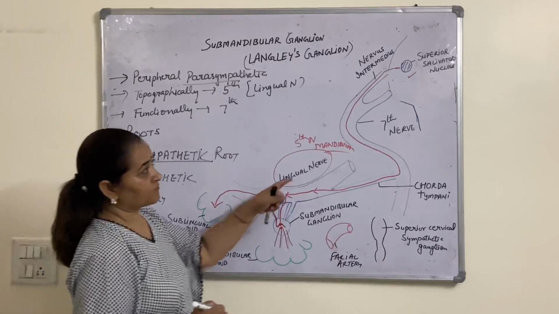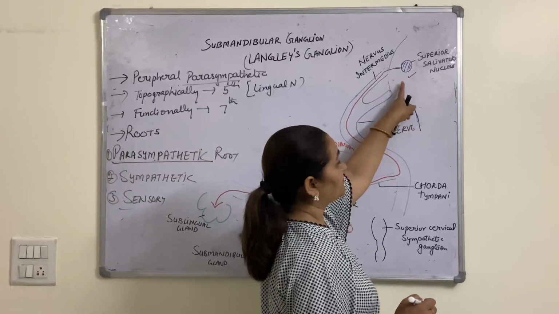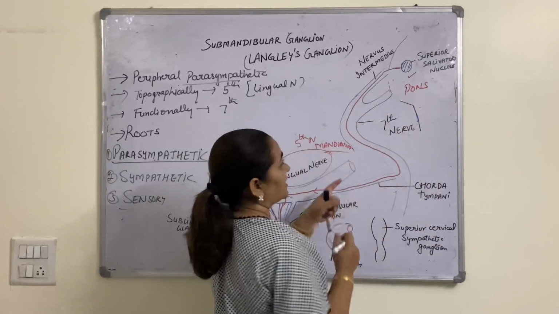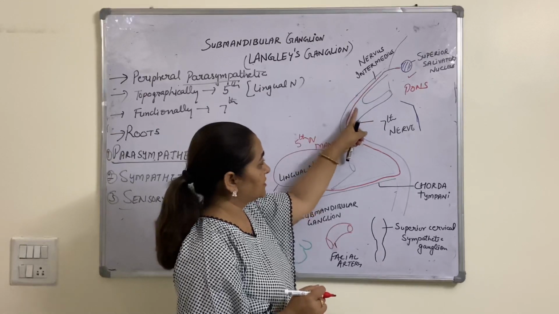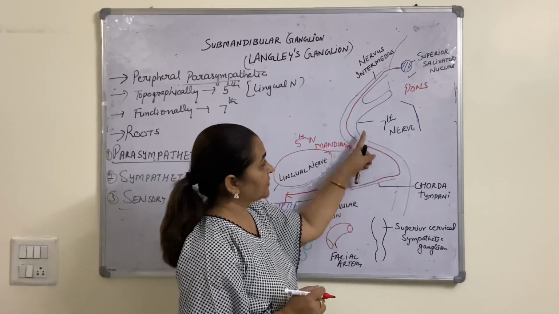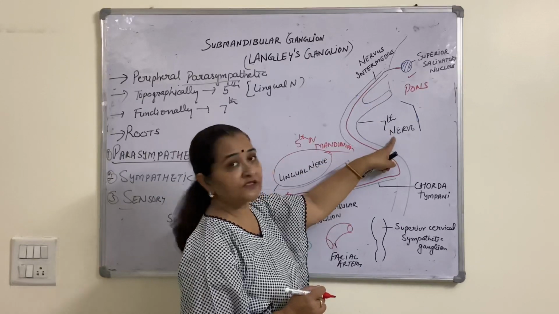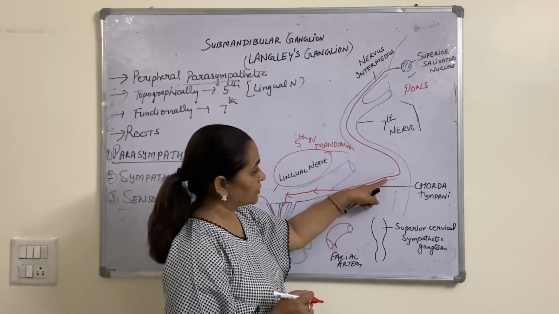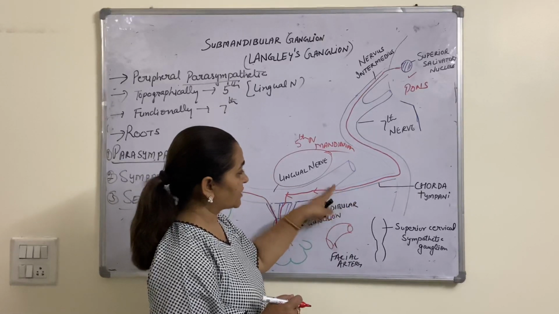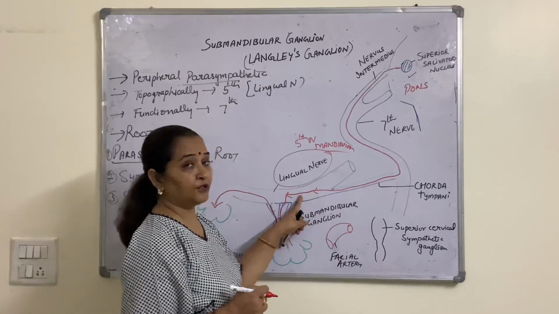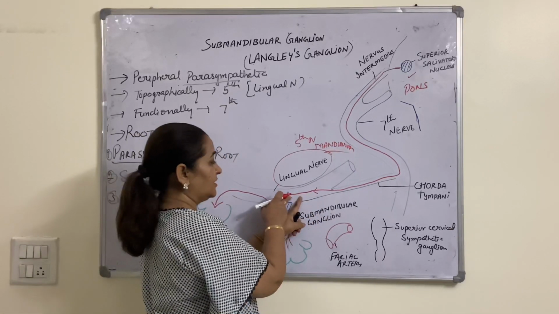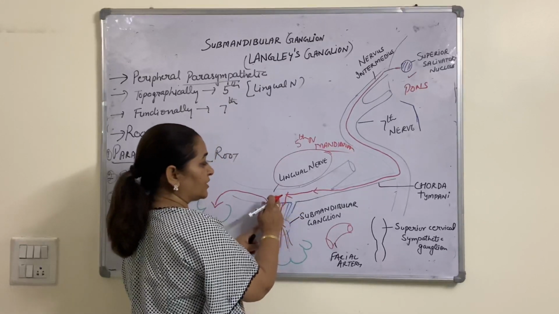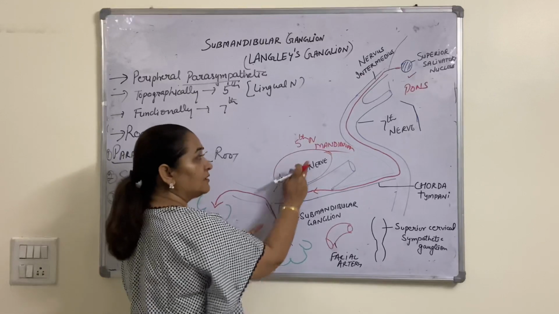The fibers start from the superior salivatory nucleus present in the pons. So this is the pons. From this, the fibers enter into the nervus intermedius. They run along with the seventh nerve. So nervus intermedius is part of the seventh nerve. Now the fibers leave the seventh nerve through the chorda tympani branch, which is connected with the lingual nerve, and they enter into the lingual nerve. That's why, because the ganglion is hanging with the lingual nerve, we say that topographically this ganglion is related with the fifth nerve.